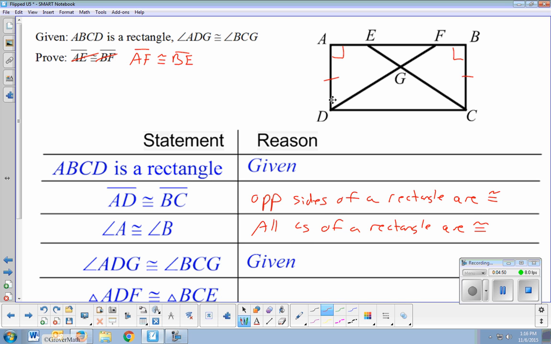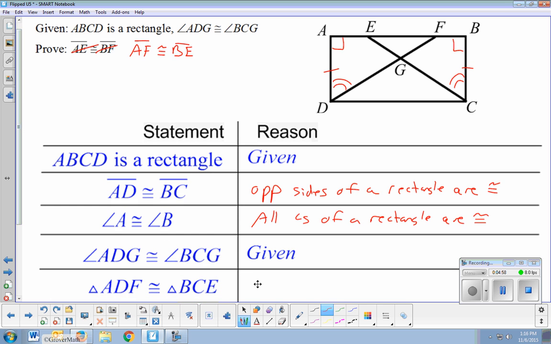And then you were given another angle congruency here. And so that actually is enough to prove your triangles right away. Pretty quick one here with angle side angle, congruent to angle side angle.